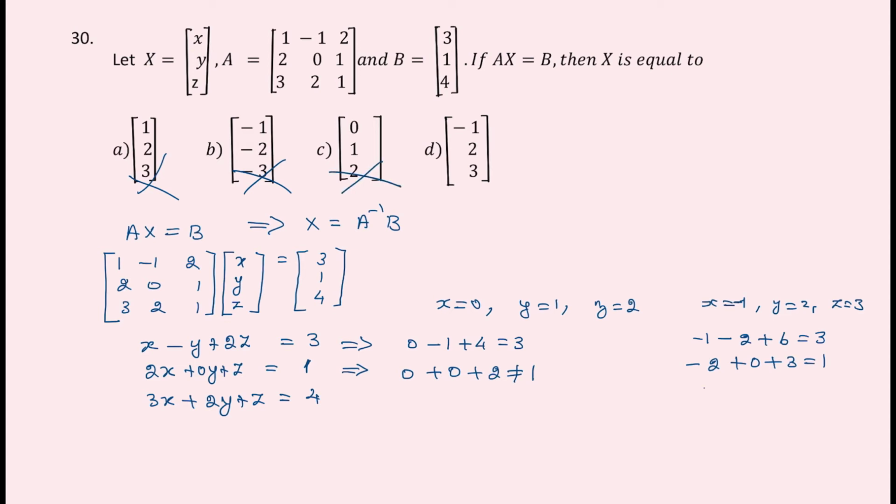Now let us check the third equation for the last option. Minus 3 plus 2 twos are 4 and 3. So the answer is 4. Yes, correct. All the three equations are satisfied. D is the correct answer.